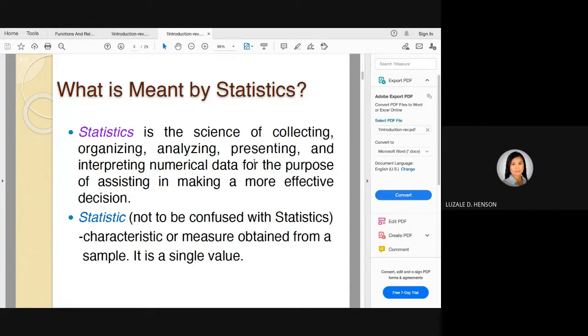Interpret numerical data for the purpose. There's a purpose, and that is as a basis in making decision, more effective decision making. And you have to differentiate statistics from the word statistic, because that word without an S refers to a measure obtained from a sample. Later on, I'm going to discuss what a sample is and what is a population. Statistic without an S is a single value, which is a measurement taken from a sample.